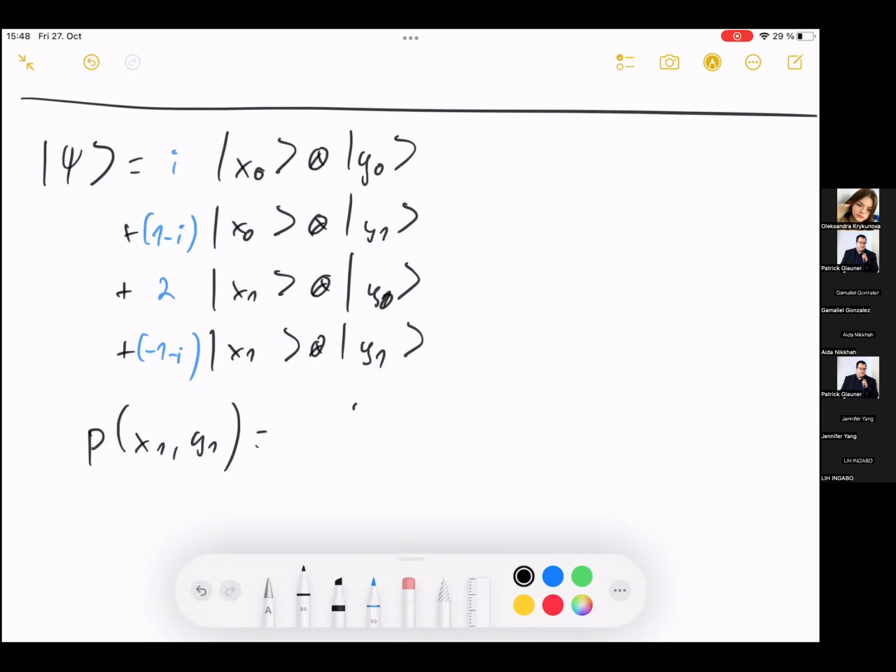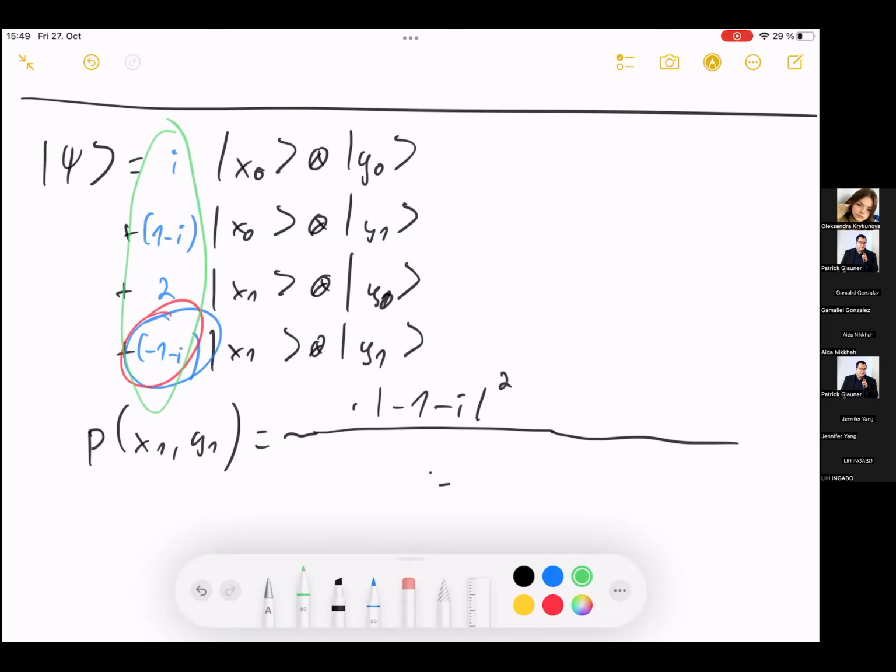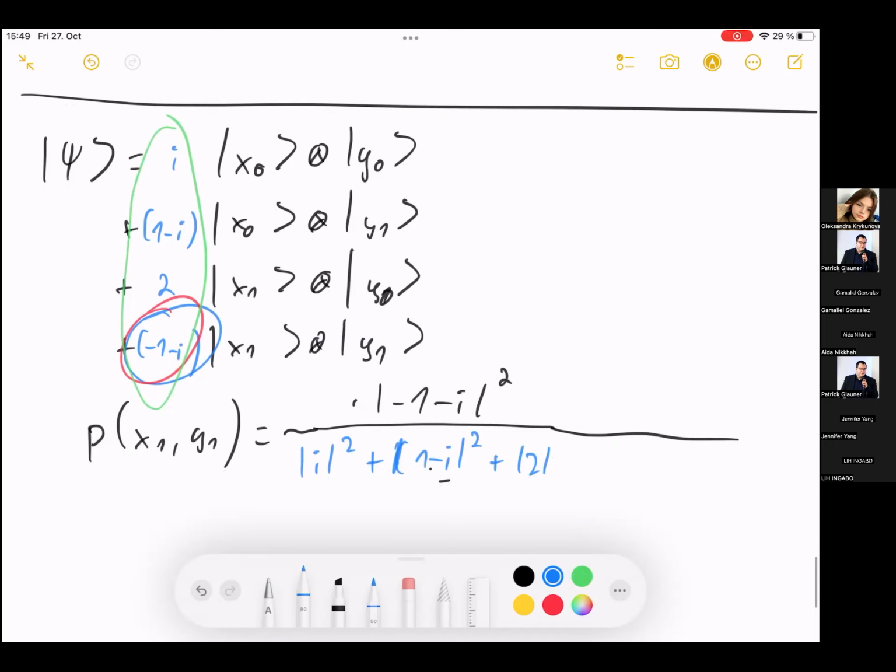What we need to calculate is, so x1, y1 would address this one here. So we would need to calculate the modulus squared of this one here, minus 1 minus i, squared. These complex amplitudes are not normalized, so we need to divide by the length squared of this vector, and the vector is just what I'm highlighting here in green. So what I need to put in is the modulus squared of i, of 1 minus i, the modulus squared of 2, and the modulus squared of minus 1 minus i.